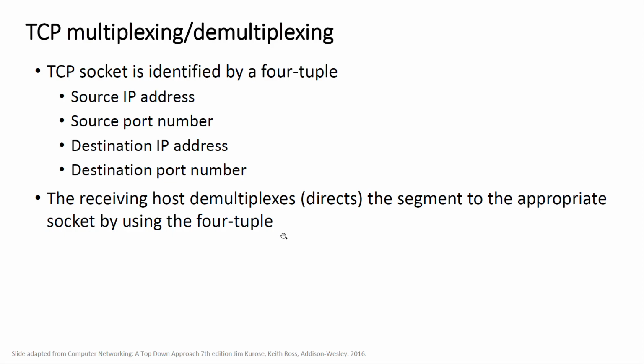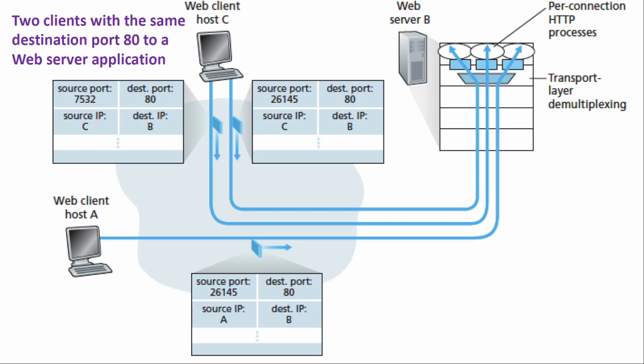The receiving host demultiplexes, so it directs the segment to the appropriate socket by using the 4-tuple. So here is a picture of how it looks. Two clients with the same destination port, 80, to a web server application. Here we have our web server, and here are the source and destination ports, and source IP and destination IP.